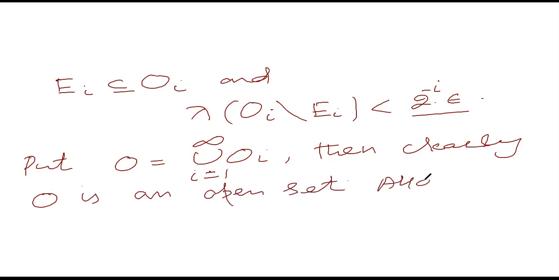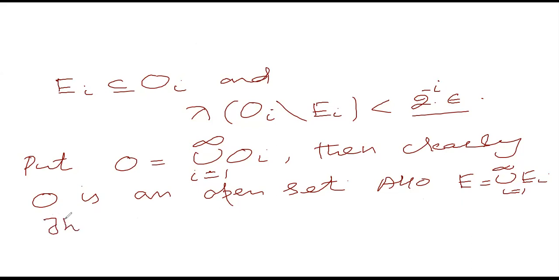Also, E is the union of E_i, i from 1 to infinity, because the union of B_i is the whole R^n. You can easily verify this; I will leave it as an exercise, using the fact that the union of B_i, i from 1 to infinity, is equal to R^n. So E is the union of E_i, and O is the union of open sets, so O is an open set.